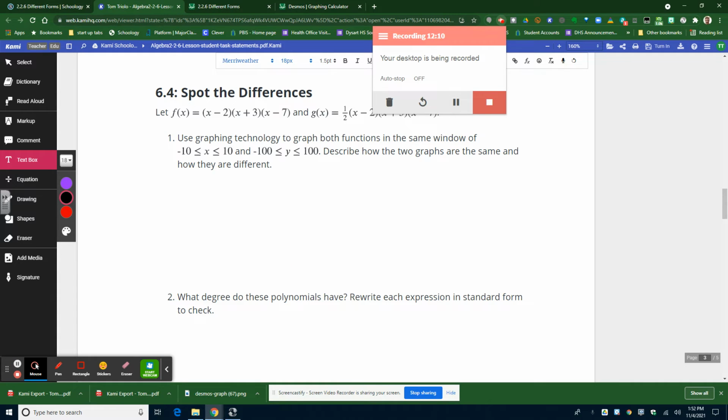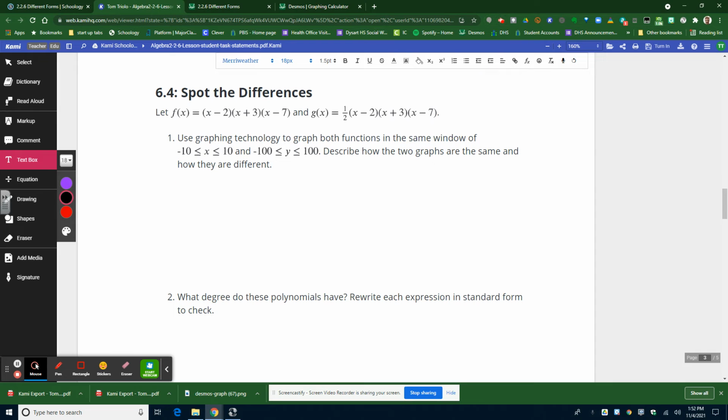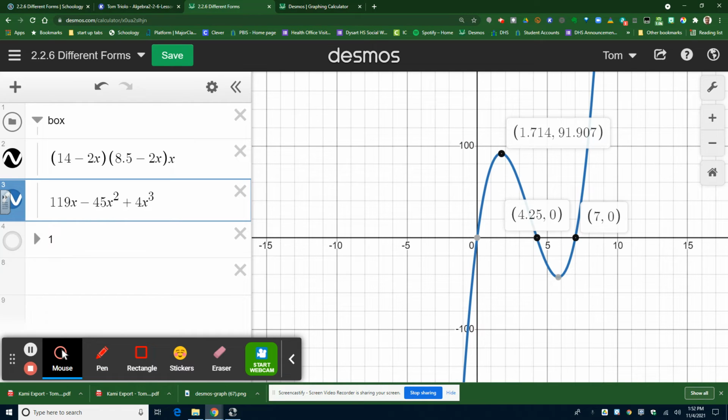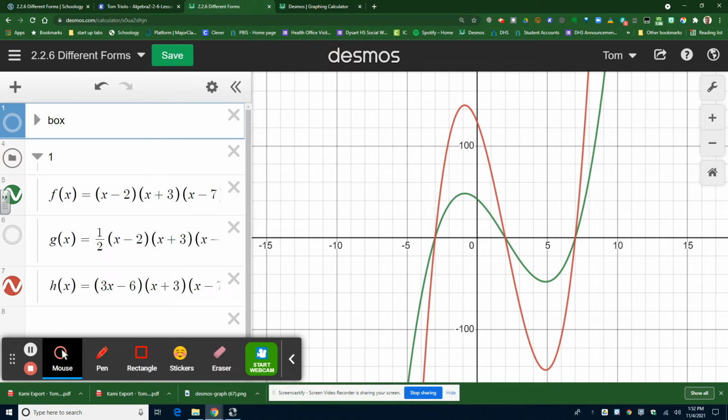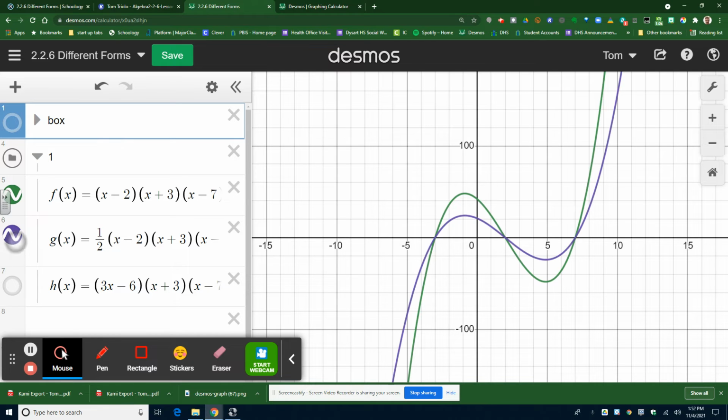Here, we're going to spot the differences between these 2 functions. So you don't have to type this in Desmos, but if you want a record of it, I would put it in Desmos and link it, and I will do that before we're done. So I just happen to have these graphed as well. So I'm going to go over here, turn off my box, turn on my problem number. Okay. So, here are the 2 graphs.